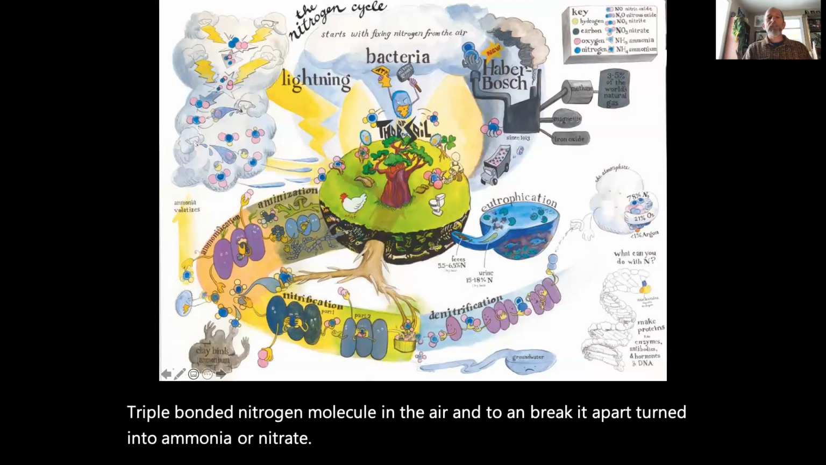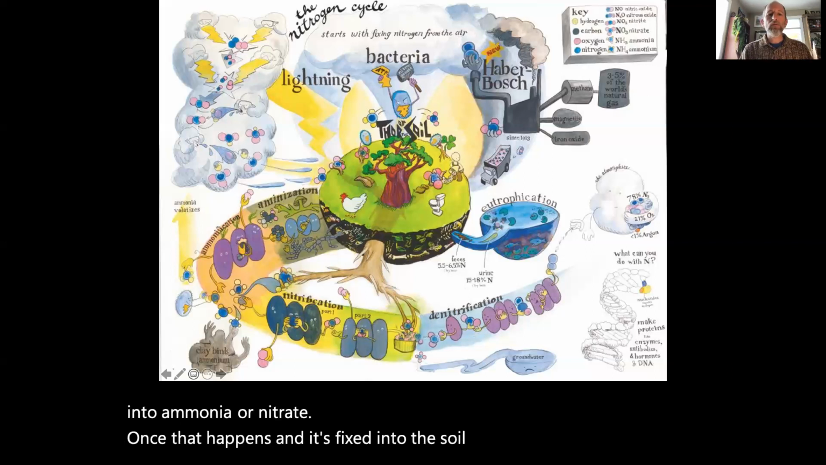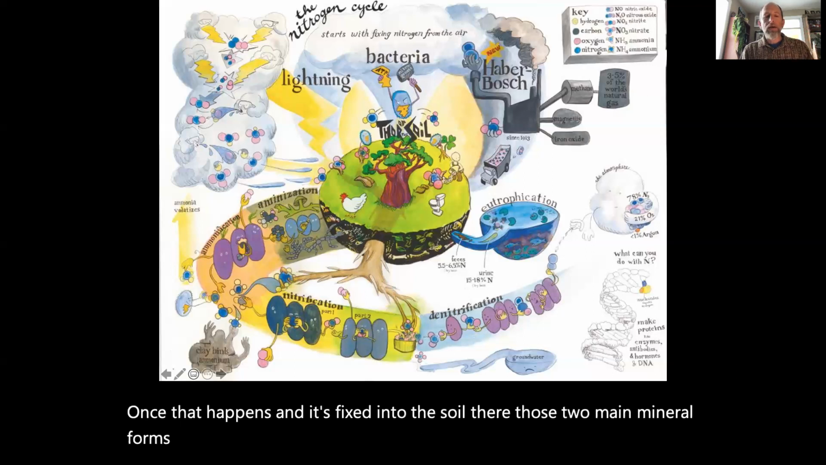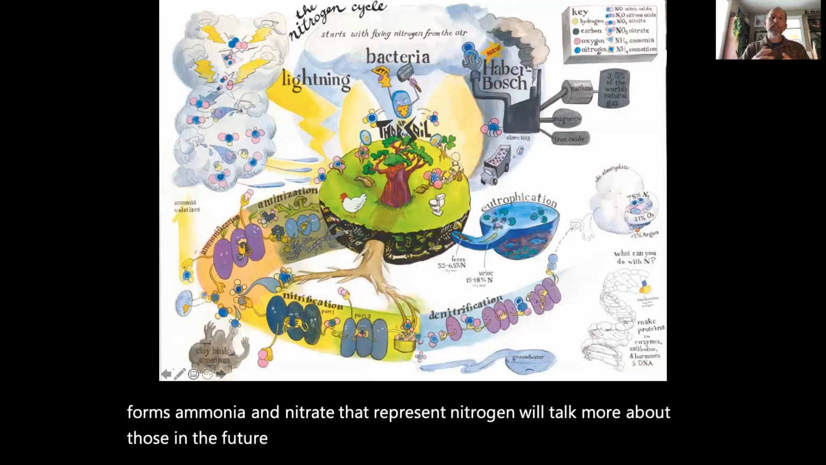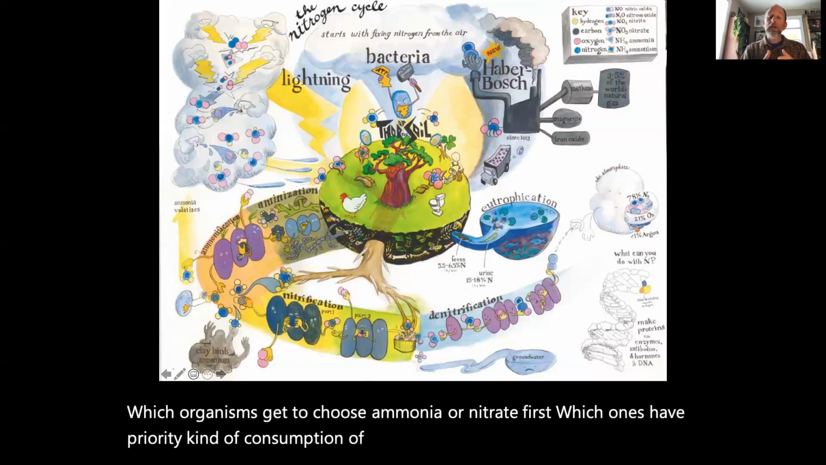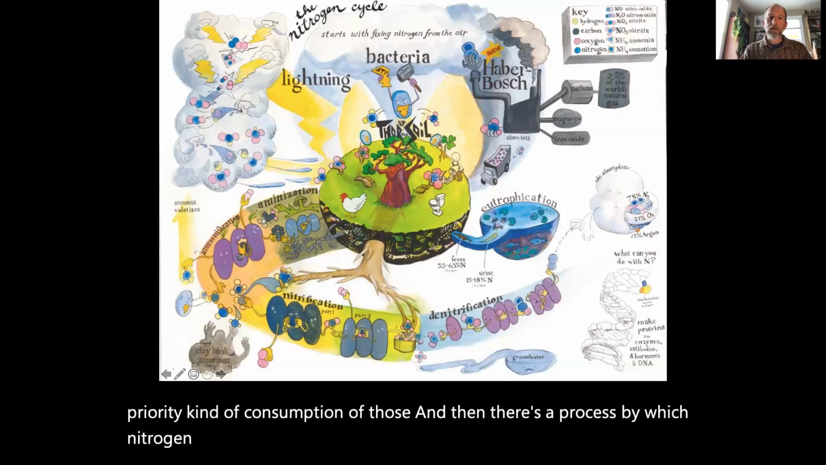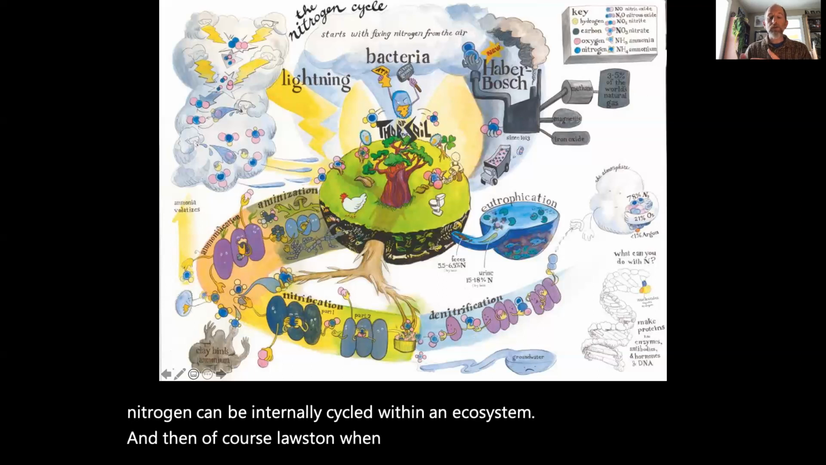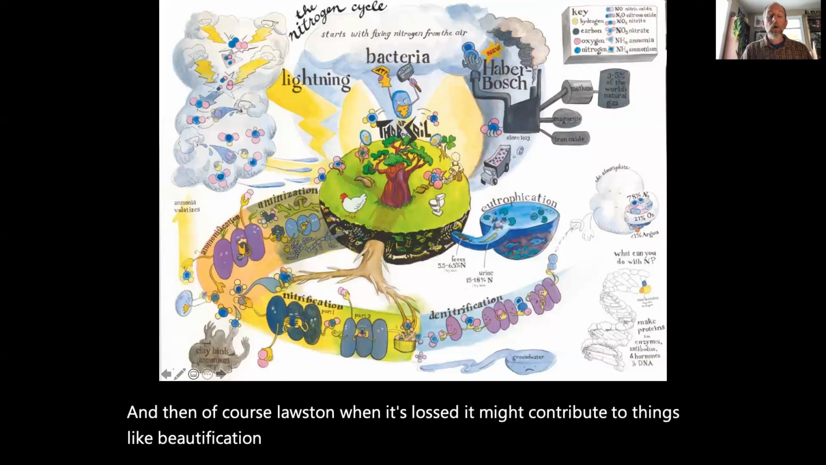Once that happens and it's fixed into the soil, there are those two main mineral forms, ammonia and nitrate, that represent nitrogen. We'll talk more about those in the future, but there's a whole cycle associated with where those go, which organisms get to choose ammonia or nitrate first, which ones have priority consumption of those, and then there's a process by which nitrogen can be internally cycled within an ecosystem. And then, of course, lost. And when it's lost, it might contribute to things like eutrophication of water bodies, or it can be denitrified and sent back up into the atmosphere.